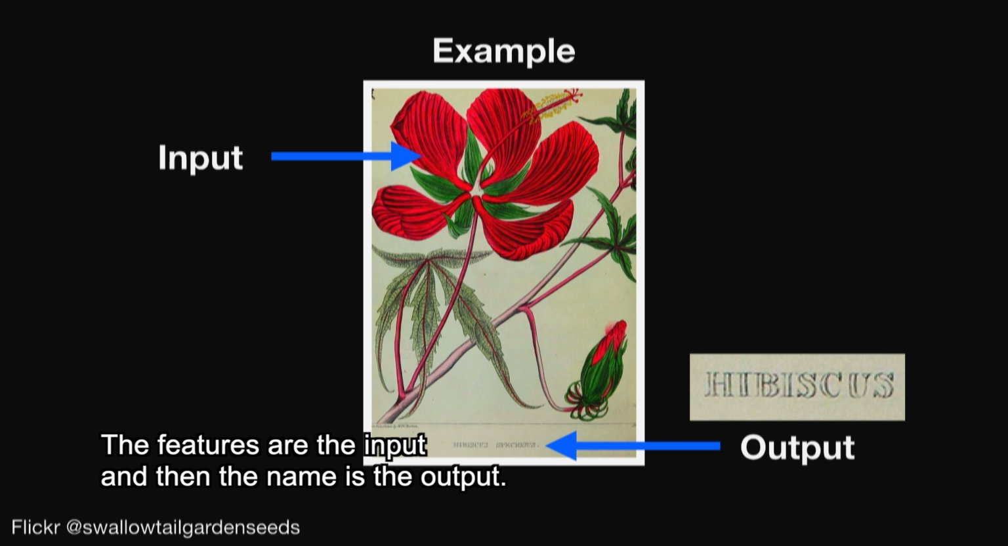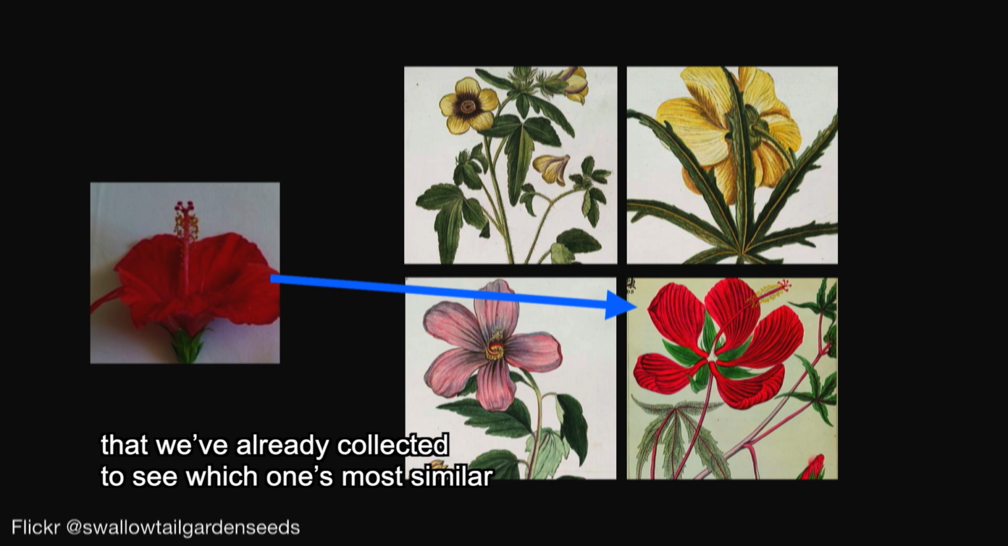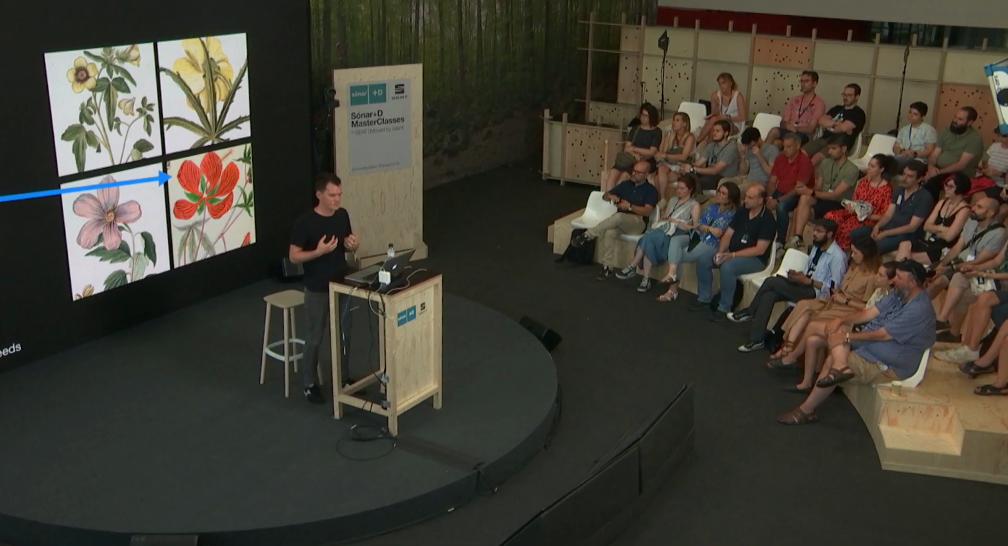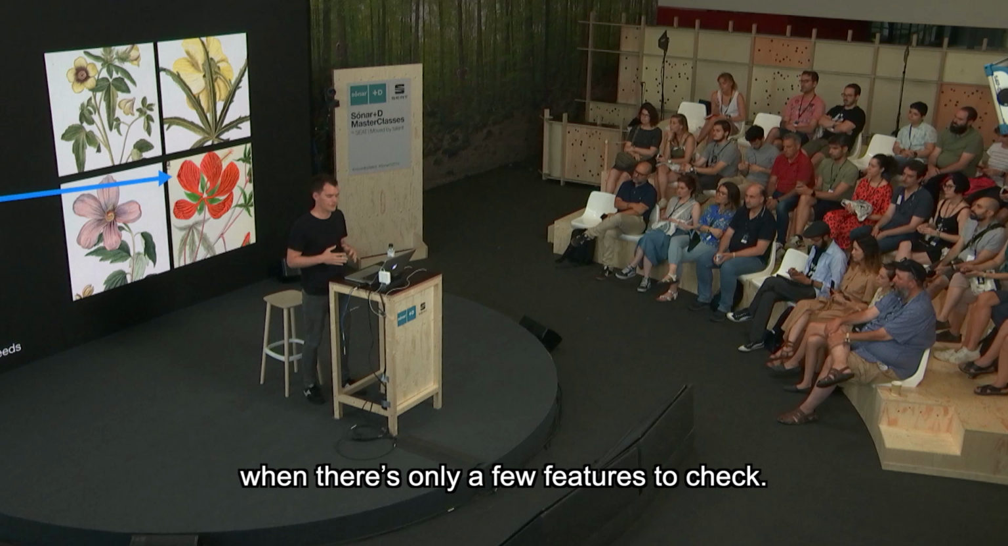Once we collect enough examples, then we can check all of the examples that we've already collected to see which one's most similar to the thing that we have, right? This is called the nearest neighbor algorithm. This can work really well for small data sets when there's only a few features to check. This is one of the simplest machine learning algorithms.